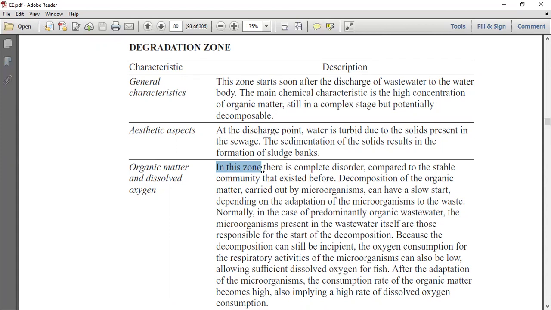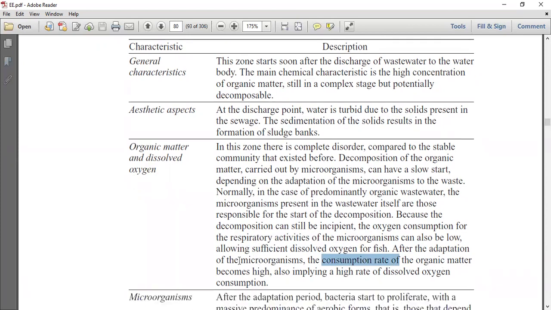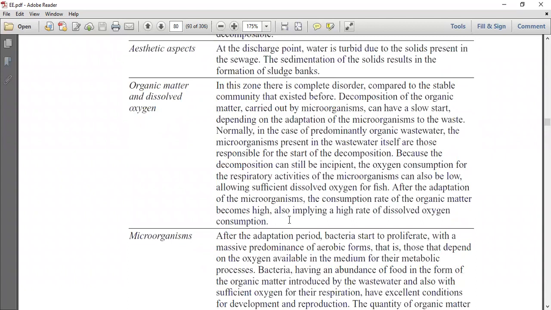Normally, in the case of predominantly organic wastewater, the microorganisms present in the wastewater itself are those responsible for the start of the decomposition. Because the decomposition can still be incipient, the oxygen consumption for the respiratory activities of the microorganisms can also be low, allowing sufficient dissolved oxygen for the fish. After the adaptation of the microorganisms, the consumption rate of the organic matter becomes high, also implying a high rate of dissolved oxygen consumption.